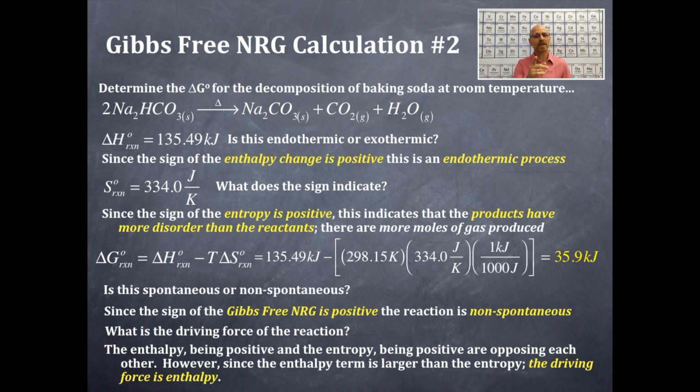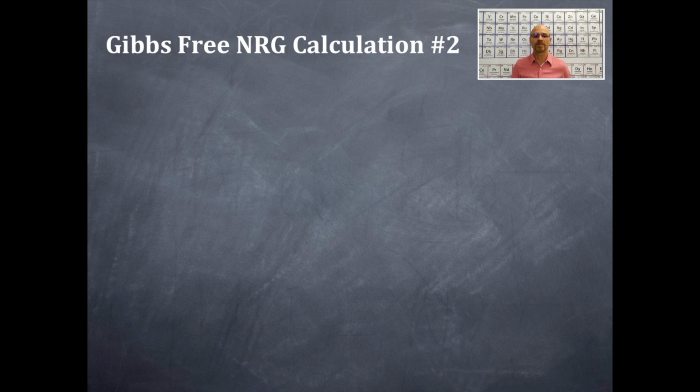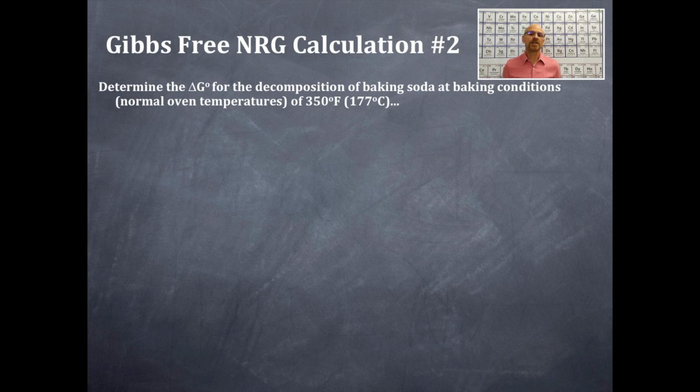I'm not done. We got a lot more yet to do on this problem. Okay, so we're going to determine the delta G naught, that's Gibbs free energy, for the reaction for the decomposition of baking soda at baking conditions. And this is normal oven temperatures, which you use when baking, and that's 350 degrees Fahrenheit. I've converted that into degrees Celsius. That's 177 degrees Celsius for all of you math people.